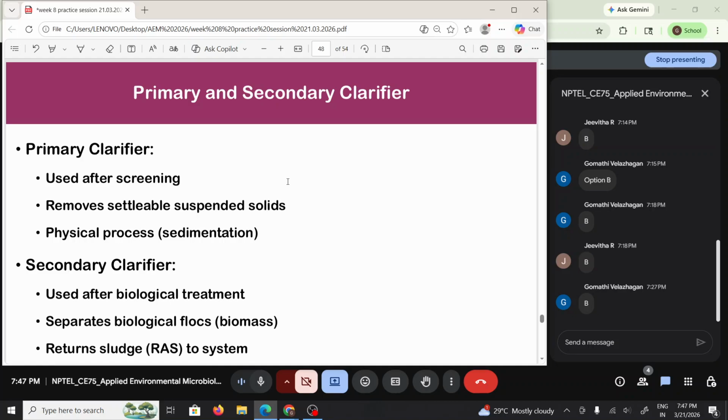Secondary clarifier comes after the biological treatment. Once after the biological treatment, you will have more biomass, which you call sludge, and you want that to be separated from your water, which is a solid-liquid separation. So here you separate the biological floc or biomass and have the sludge, which is the activated sludge in your activated sludge process, and you recycle it back to the system. So this is the difference between primary and secondary clarifier.